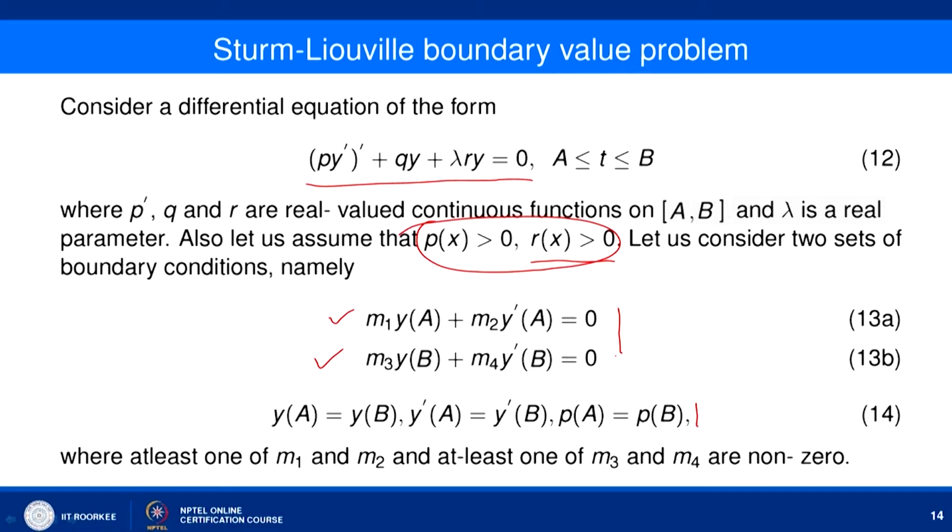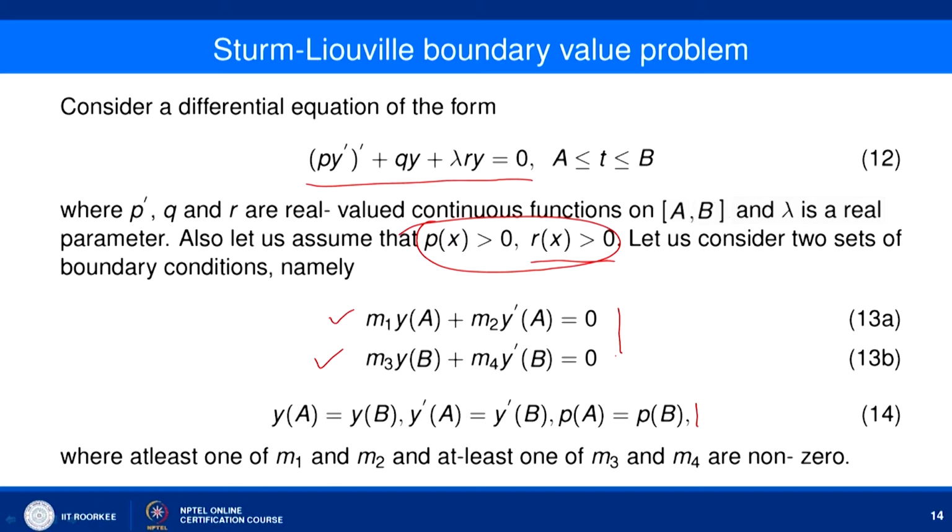There is one more kind of boundary condition, that is the periodic boundary condition: y(a) = y(b) and y'(a) = y'(b). If we are also considering one more condition, that is p(a) = p(b), we call these kinds of conditions periodic boundary conditions. Whatever the value at the initial point, that is the value given at the end point. It means that y(a) = y(b), y'(a) = y'(b), and so on.